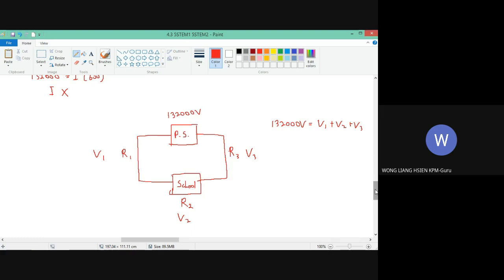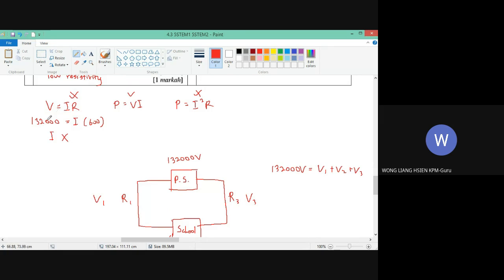So because of that, you cannot calculate like this. You cannot put 132,000 volt equals the current that passed through the cable times the resistance of the cable. Cannot, because this voltage is not the voltage of the cable. So you cannot calculate the current of the cable. Okay, can see.